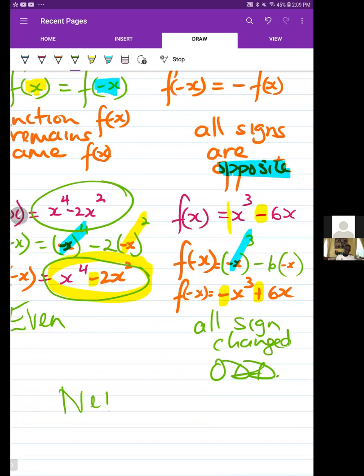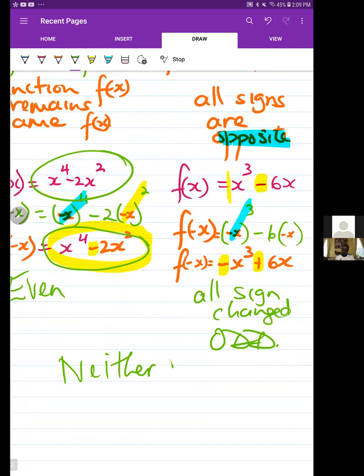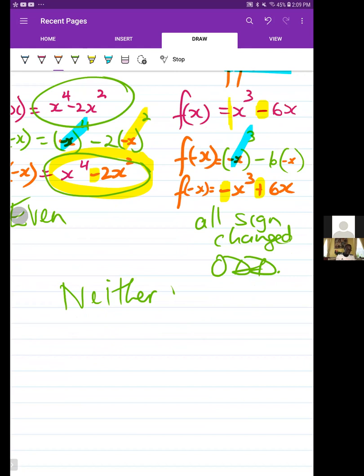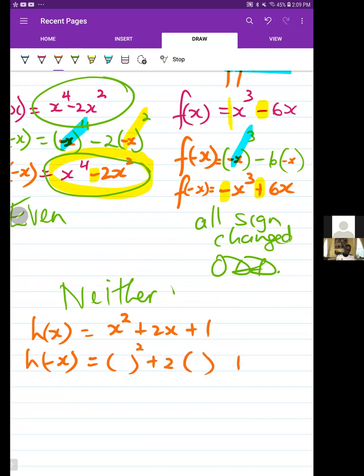So how do we know if it is neither odd nor even? If you plug in something and some signs change and some remain the same. For example, if I have h of x is equal to x squared plus 2x plus 1, and I find h of negative x, let's see what happens. So let's plug in negative x and see what happens. When we square negative x, that still gives us an x squared, but this becomes a minus 2x and this becomes plus 1.